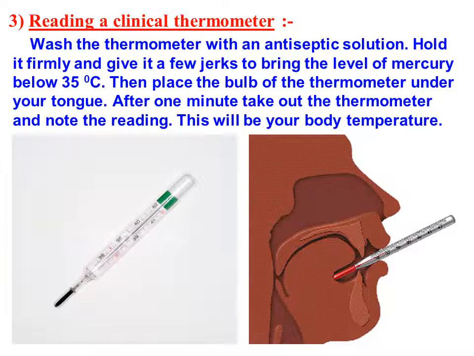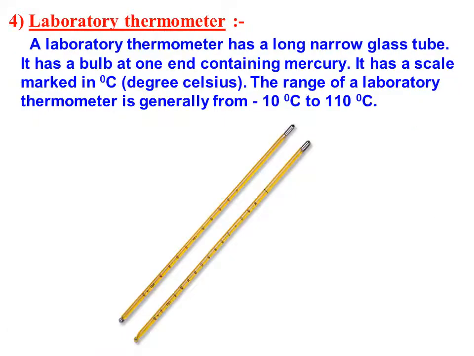Reading a clinical thermometer. First of all, wash the thermometer with an antiseptic solution, so that germs and microorganisms don't enter your body. Then give a few jerks so that the level of mercury falls below 35. Then place the bulb of the thermometer under your tongue. After 1 minute it will catch the temperature of your body, and then the mercury level will rise in the thermometer. This will give your body temperature.